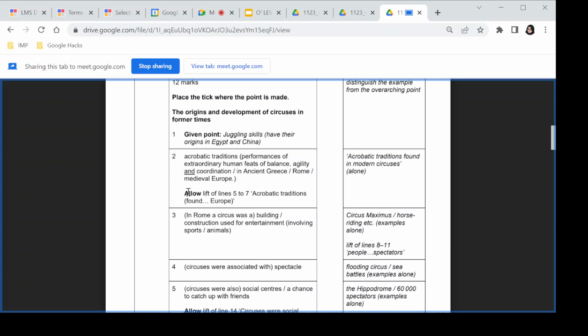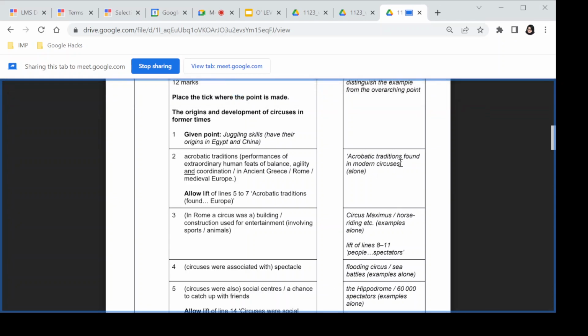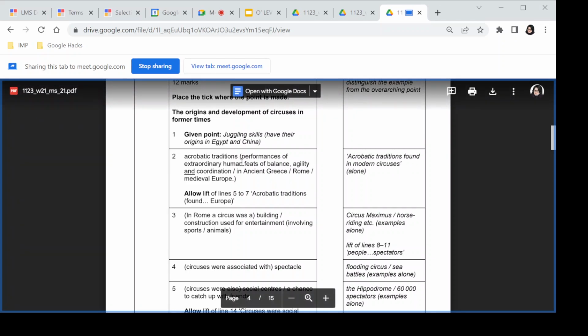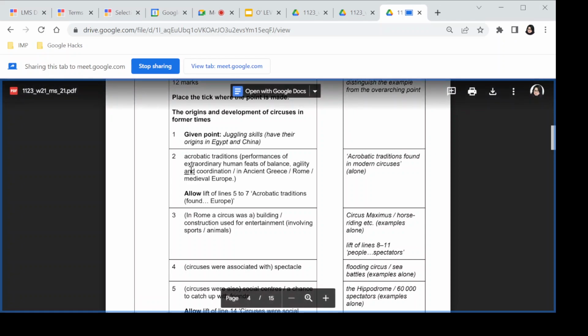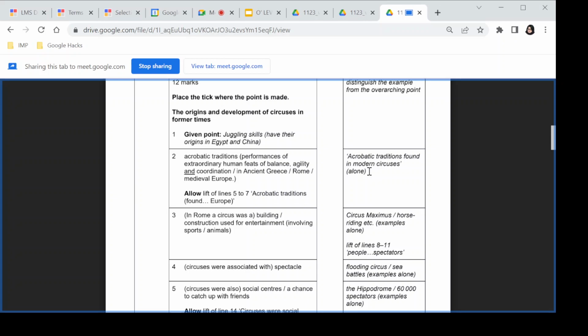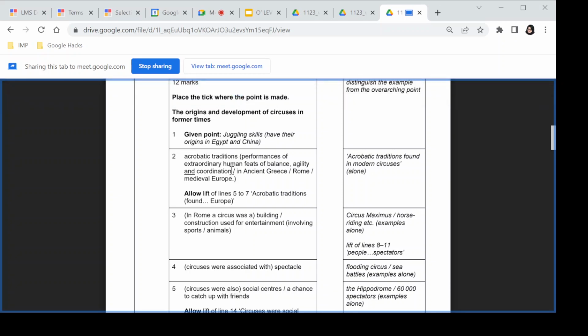The lift of lines is also allowed in the content points. If you just write down acrobatic traditions found in modern circuses only, without writing extraordinary human feats of balance, agility, and coordination, then it would be wrong. Why? Because it is not particularly focusing on the purpose of acrobatics as such, acrobats, right?